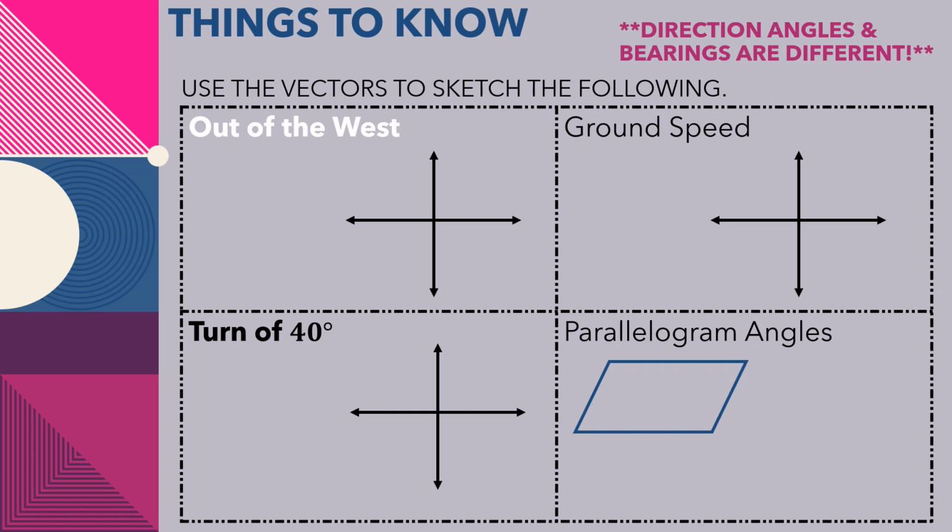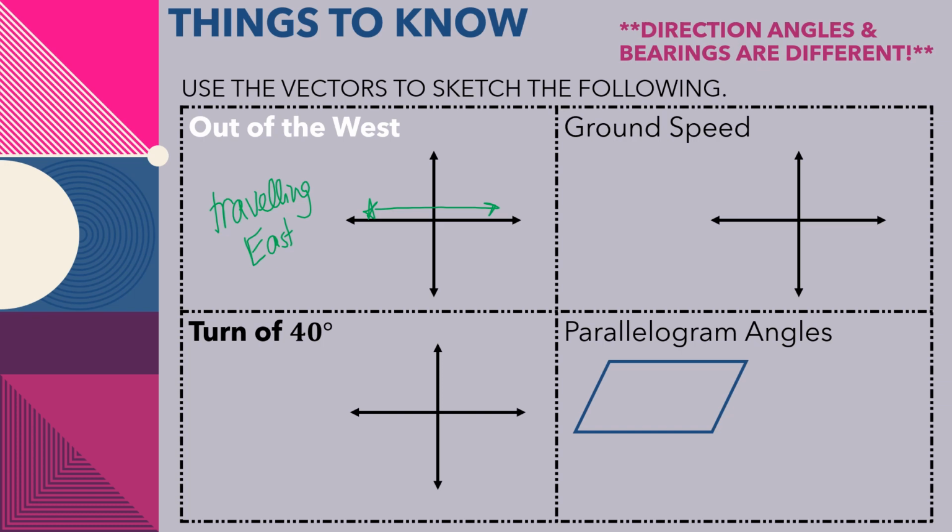Out of the west. Okay. So what does that mean? Yep, that's exactly right. It means you start in the west and you come out of it, or you move out of the west. So you are actually traveling eastwardly, or traveling east. Okay, you're going east.